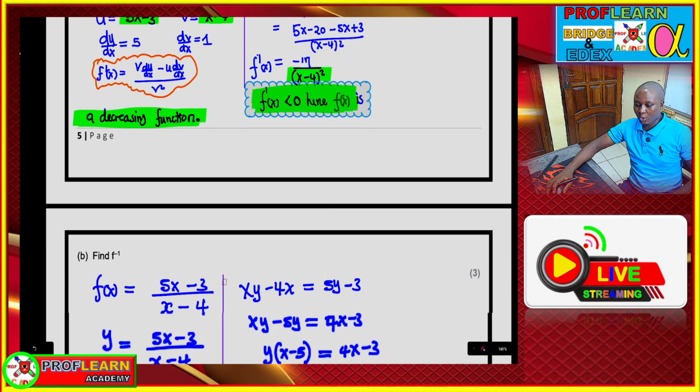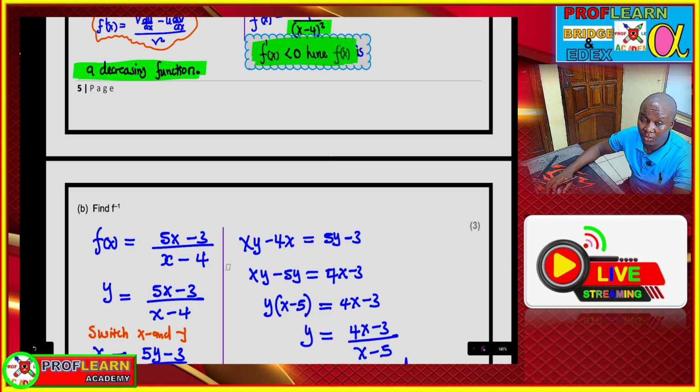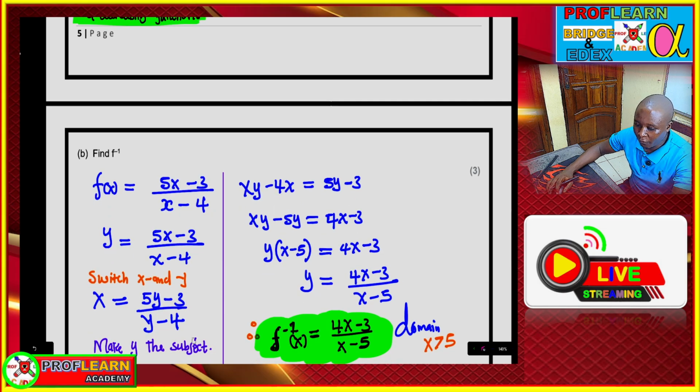The next question that you may be asked is to find the inverse of a function. For you to find the inverse of a function, you really need to remember that an inverse is obtained only if a function is a one-to-one function. You should have that in mind: a function will have an inverse only if it's one-to-one. Now in this case, we are given f of x equals 5x minus 3 over x minus 4.